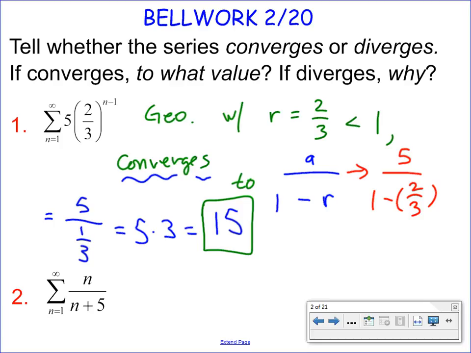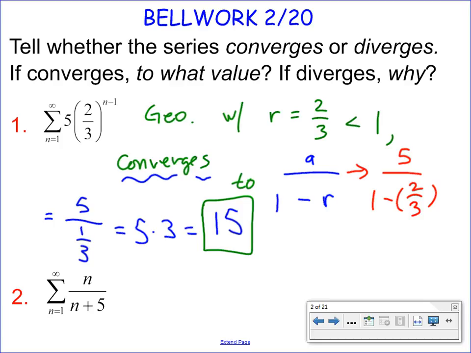All right, so let's go ahead and take a look at the second one. Firstly, as you look at our definition for the nth term in the second one, does that appear to be geometric? No, we don't see a constant ratio raised to the nth power. Instead, I see a rational expression, n over n plus 5.